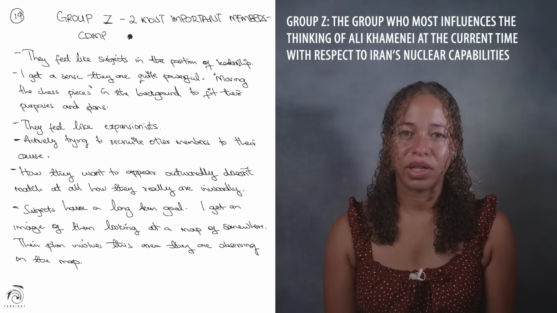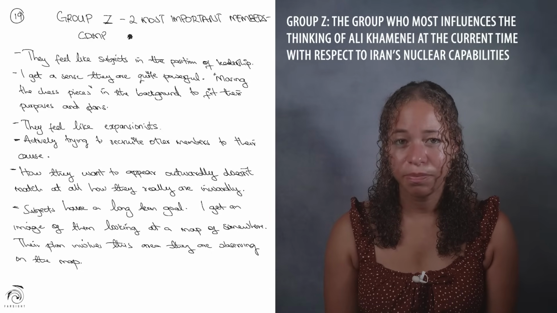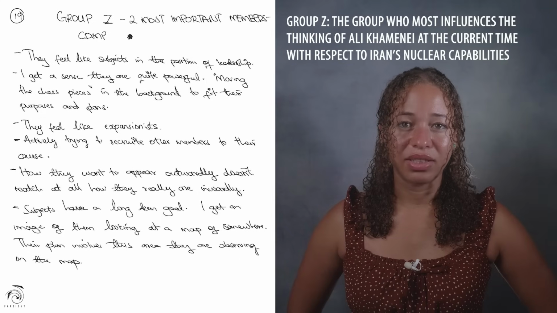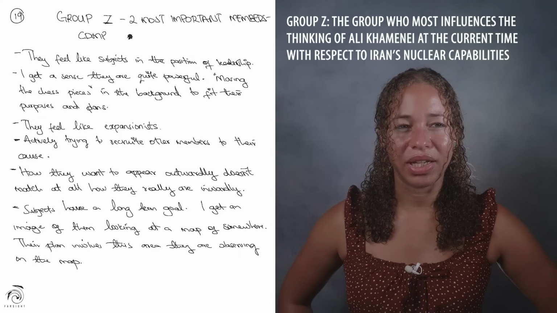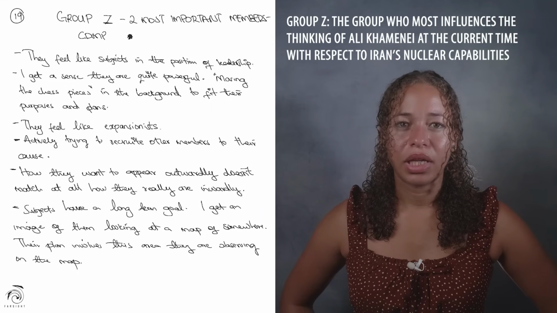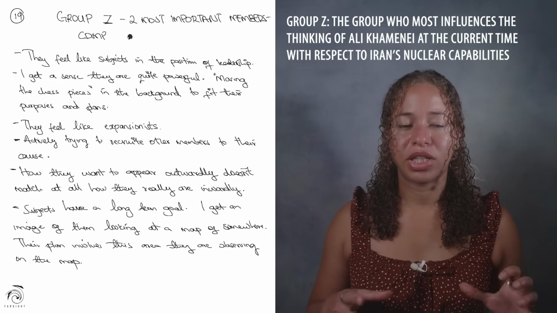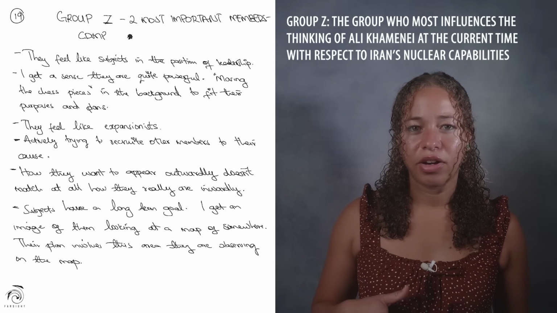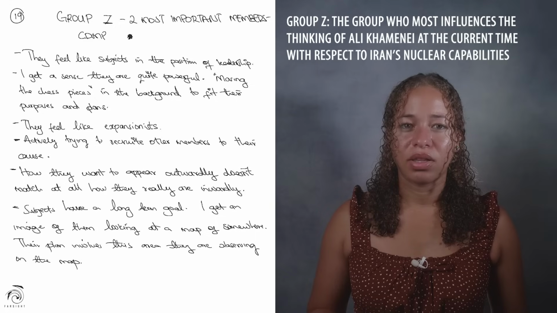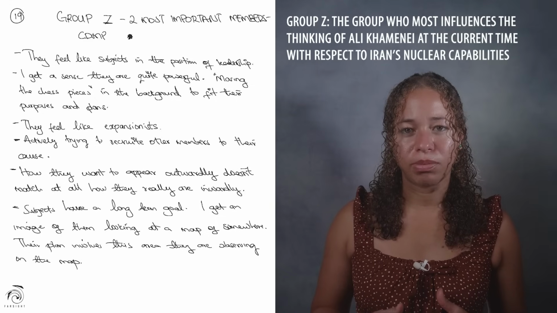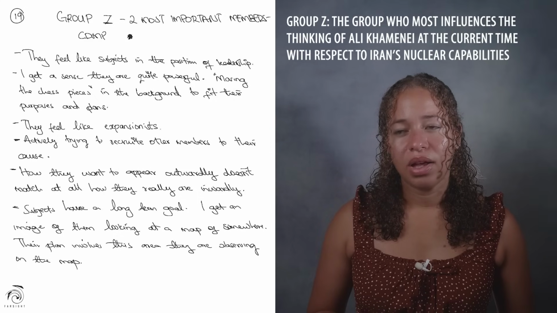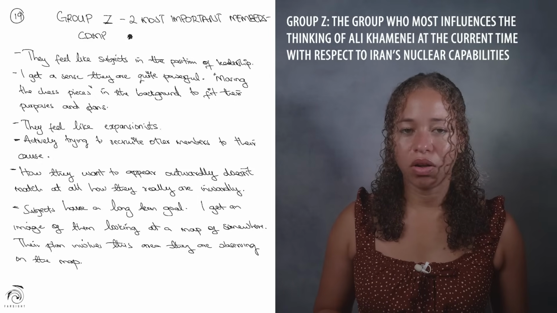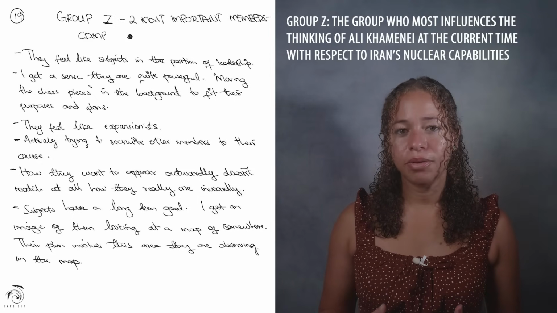Okay, so I'm going to pick two of the most important members of Group Z, now doing a collective deep mind probe on these subjects. So it feels like these subjects are in the position of leadership. I get a sense that they're quite powerful. It feels like they are moving the chess pieces in the background to fit their purposes and plans. They're expansionists. They're actively trying to recruit other members to their cause. I get a sense that how they want to appear outwardly doesn't match at all how they really are inwardly.